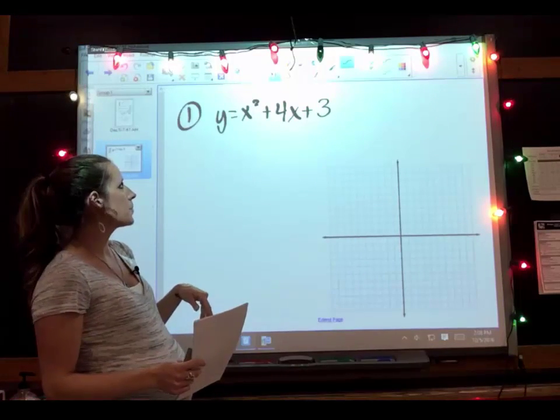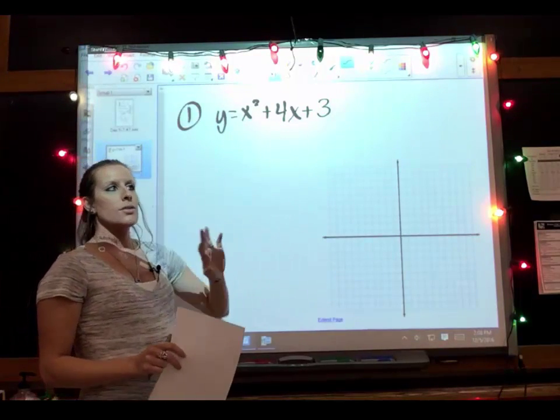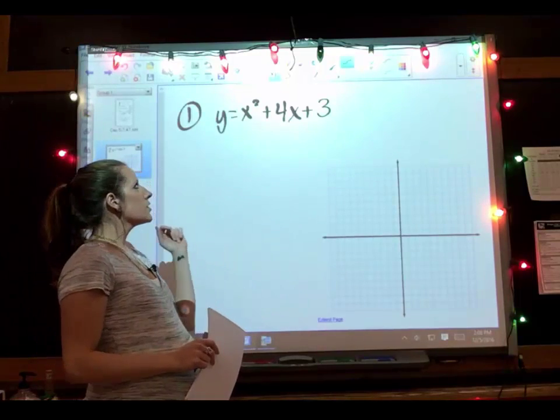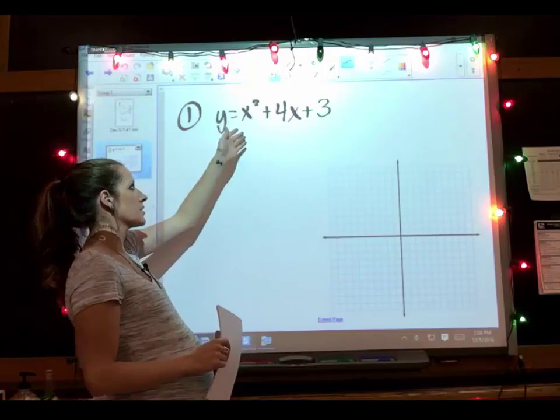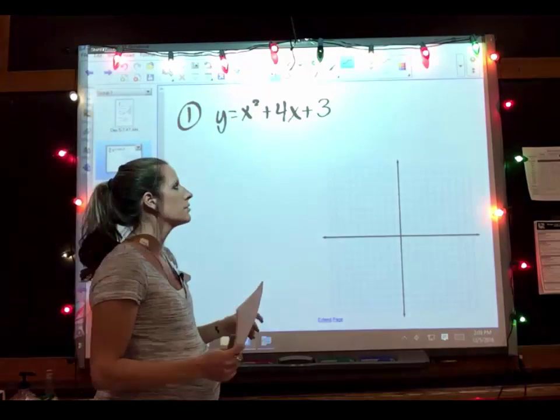This one is in standard form. The way you know it is standard form is usually where it has 3 terms. You have an x squared, an x, and a number by itself. Okay, so this is standard.